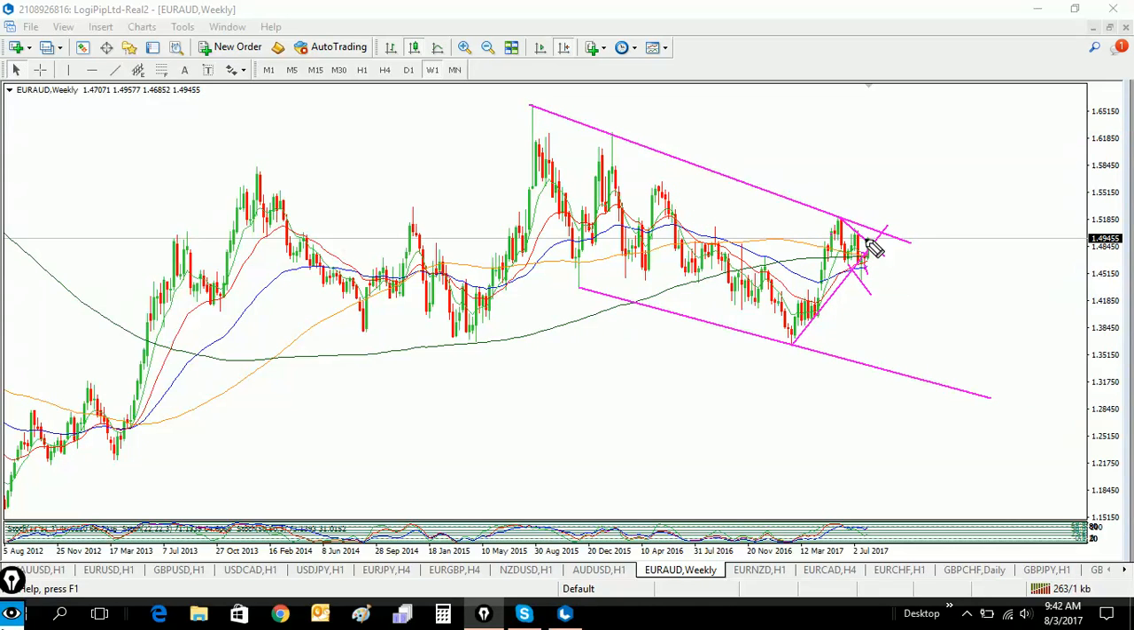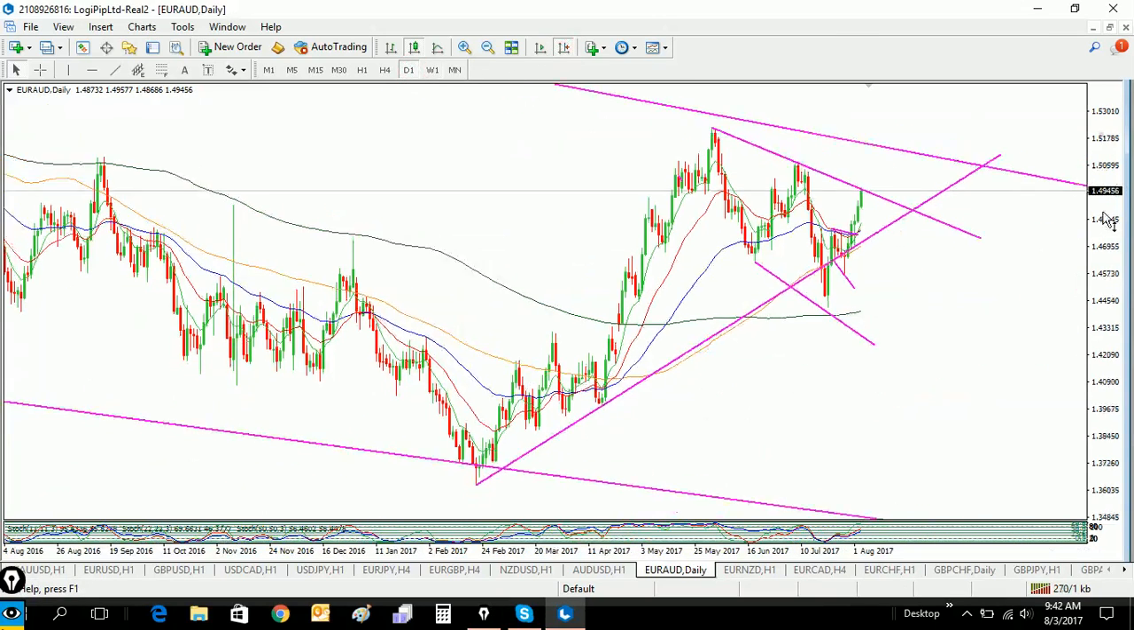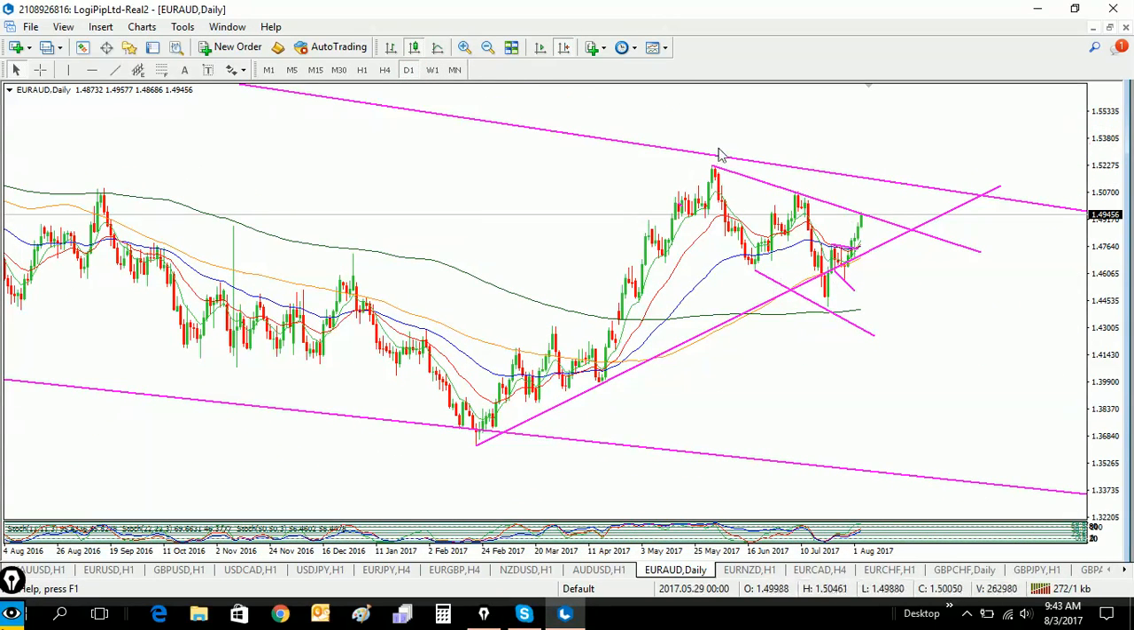So I'm just going to go down to the daily time frame so that we can have a look at that over there, and also previous analysis that I sent out. So on the daily time frame, we can see this structure formation that took place. 1, 2, 3, and we've had the fourth wave to the top here.